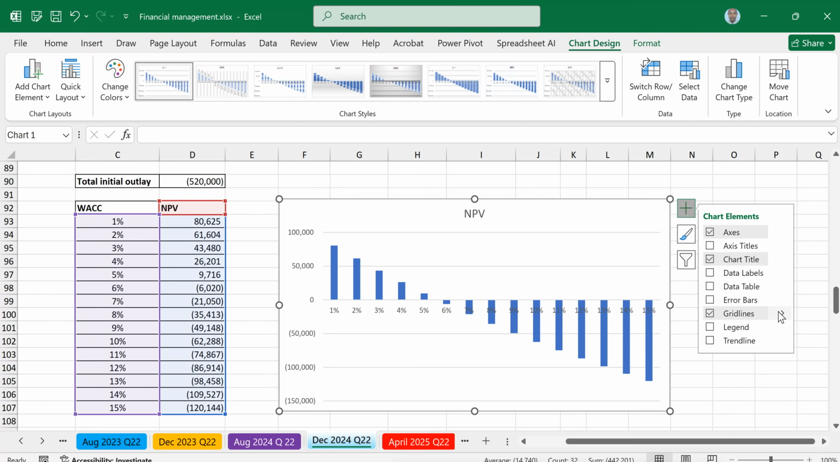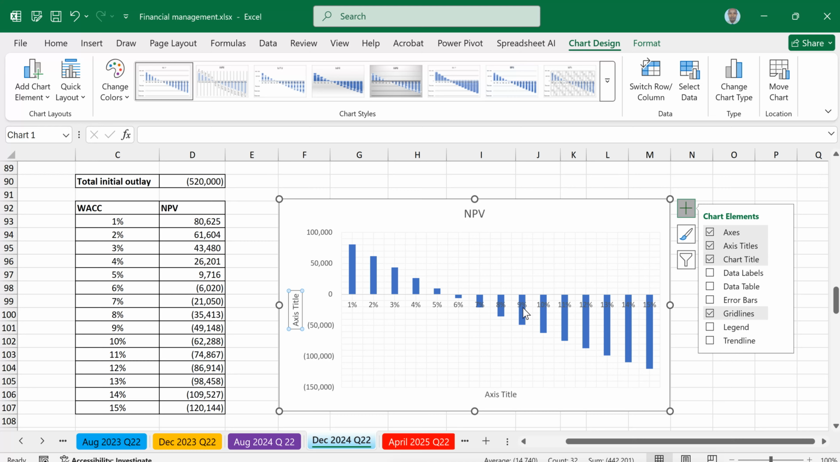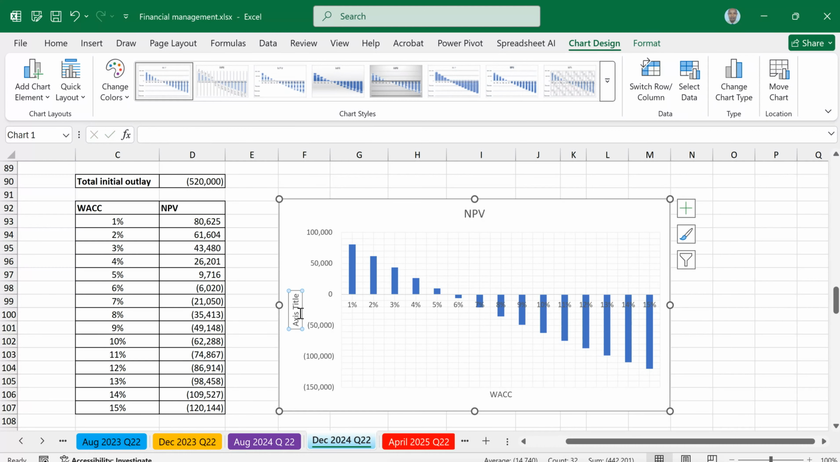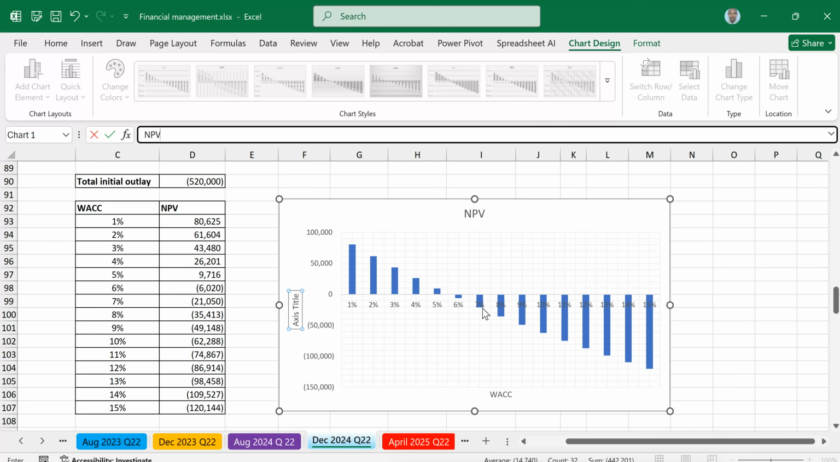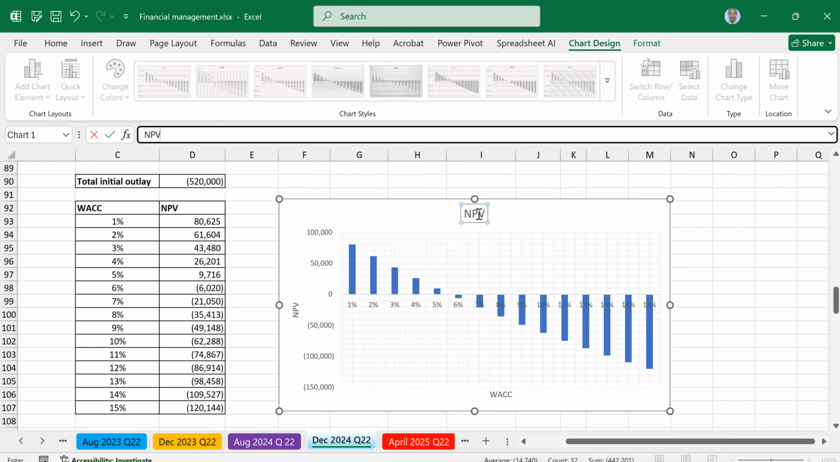Grid lines, I prefer minor. I also want the axis titles. This is rate, WACC. The other side, NPV. You can see some NPVs are positive while other NPVs are negative. This will be NPV at different levels of WACC.